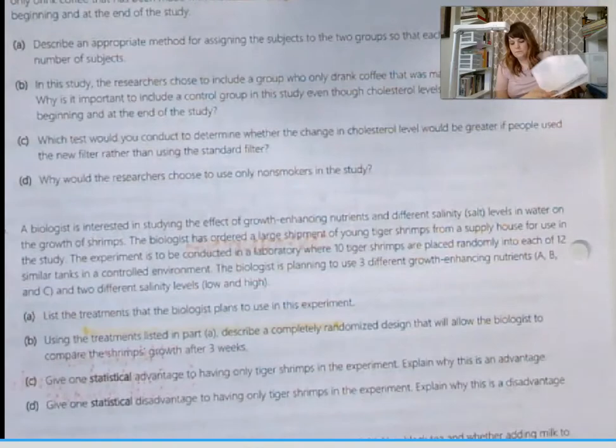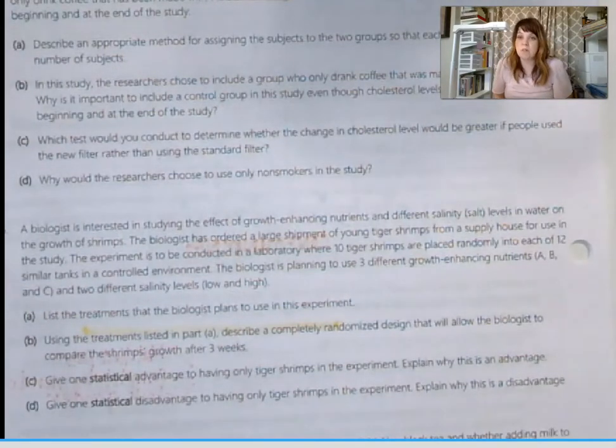Okay. So just a little hint with that one is that it helps with confounding. If you have a control group, it helps with determining whether the difference is caused by the treatment or something else.